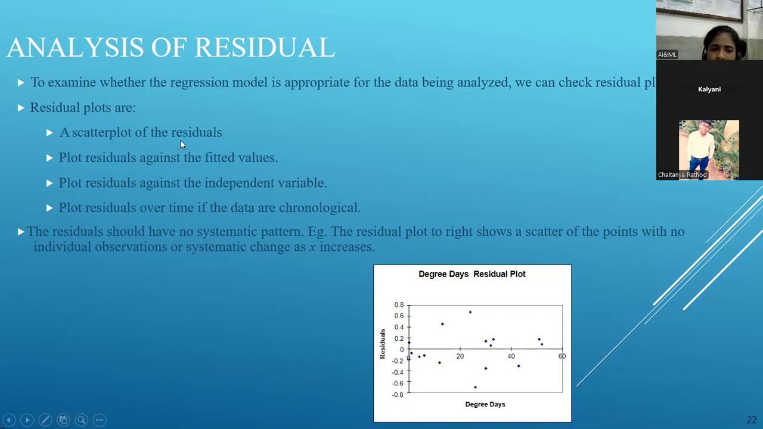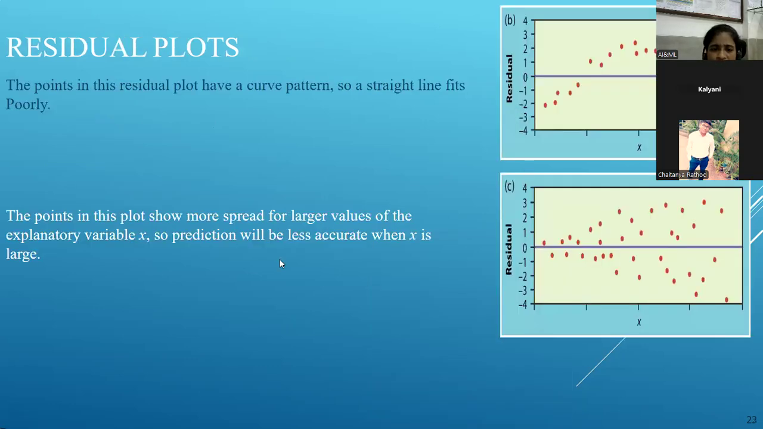Residual plots are scatter plots. They plot residuals against fitted values, against the predicted values. They are against the independent variable, and they are plotted over time if the data is chronological. As you can see, it is in days. So over the days, the data has been plotted. So there are two residual plots given here, and let us say how do we analyze them.